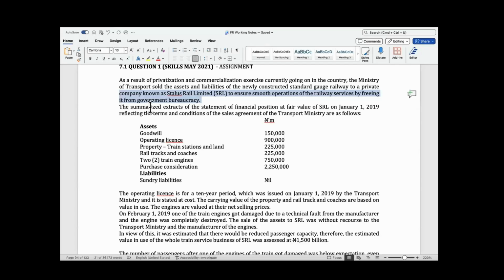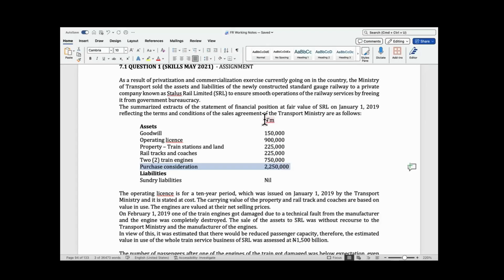We're given the summarized extract of the statement of financial position at fair value of this company on January 1st, 2019, reflecting the terms and conditions of the sales agreement of the Transport Ministry as follows. So these are the assets and liabilities, majorly assets I can see here, of SRL, majorly the assets of the railway that was sold to SRL. So apparently, SRL paid 2.2 million.